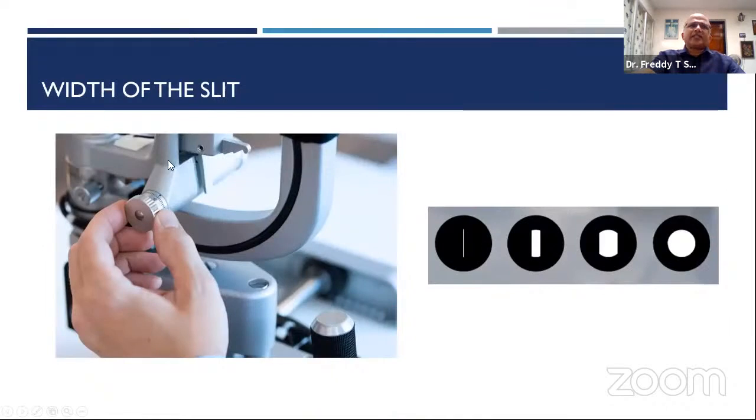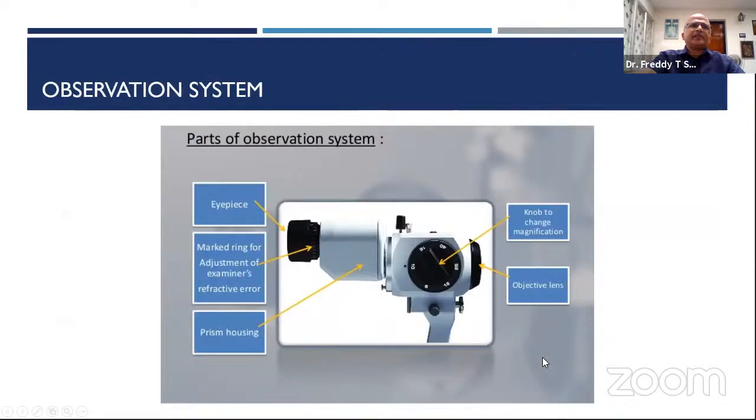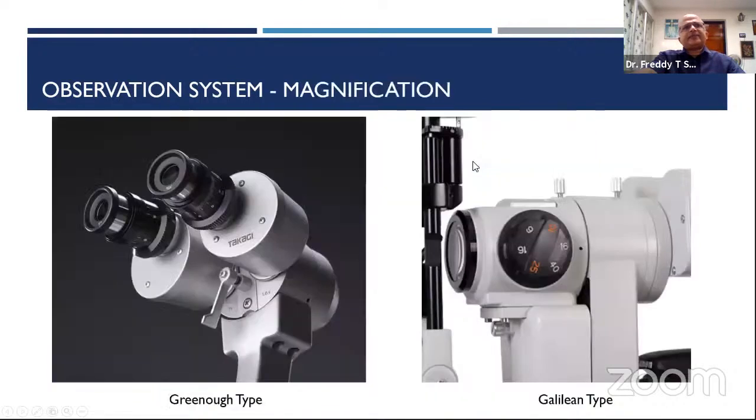The width of the slit can be adjusted by this knob in the Haag-Streit model, and you can get different width sizes you want for different types of illumination. Now the observation system. The observation system is basically a binocular microscope. It has an eyepiece, a prism housing, and a magnification system and objective lens.